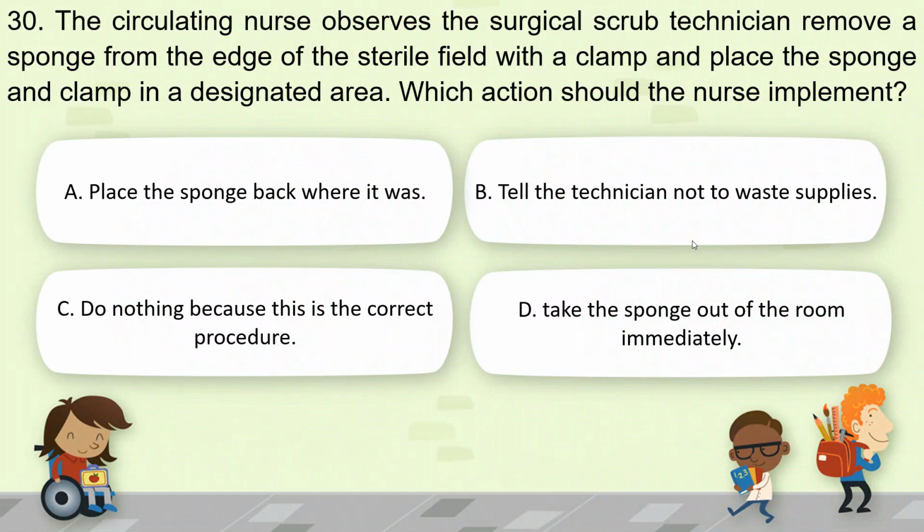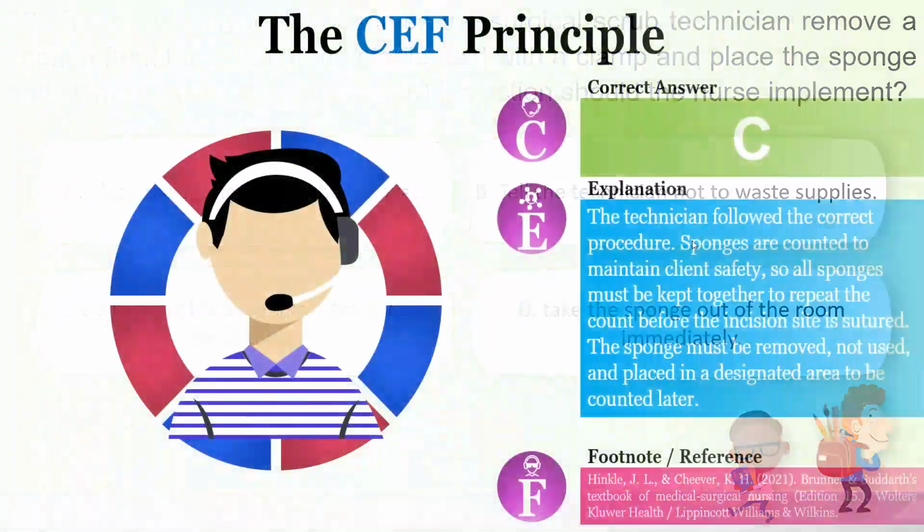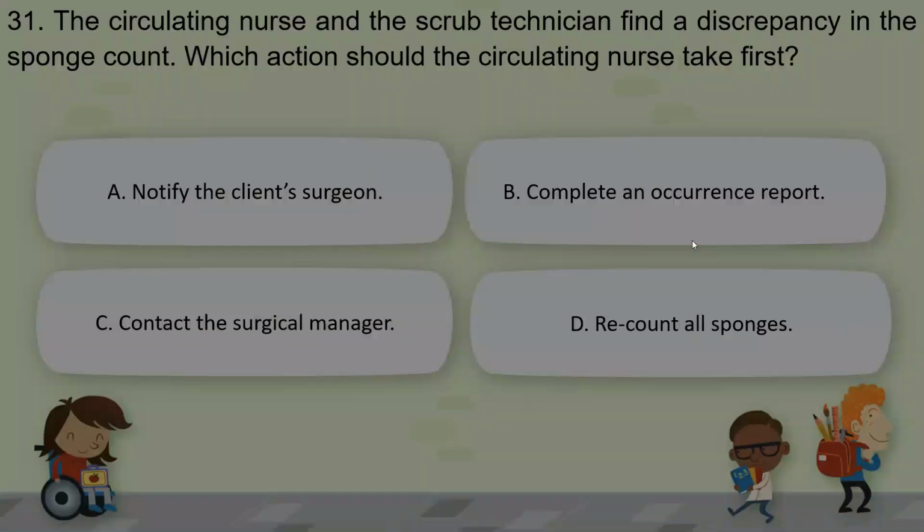Do nothing because the procedure is correct. Sponges are counted to maintain safety, so all sponges must be in the vicinity. The sponge must be removed, not used, and placed in a designated area to be counted later. 30 is letter C. 31.